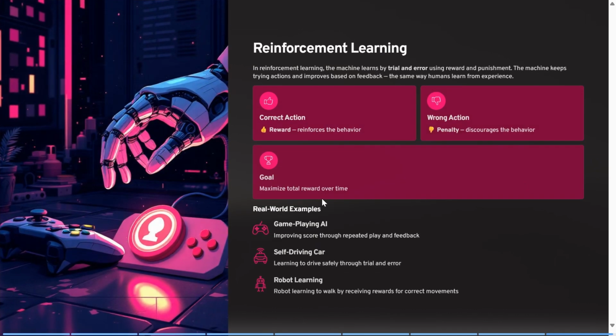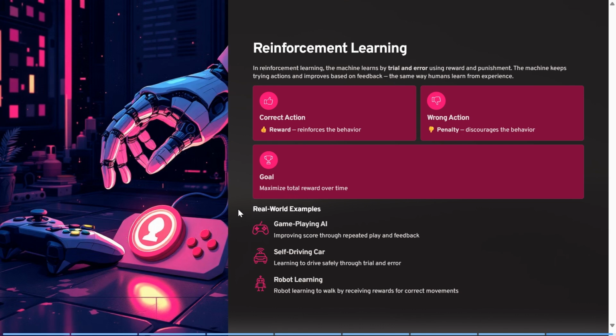Now coming to reinforcement learning. Reinforcement learning works using reward and punishment. The machine keeps trying actions and improves based on feedback. It's the same way humans learn from experience. So it's a trial and error method, where every correct action gives a reward which reinforces the correct behavior, and a wrong action gives a penalty which discourages that behavior. The goal of the machine is to maximize the total reward over time.